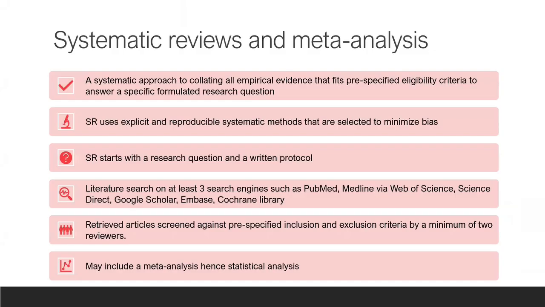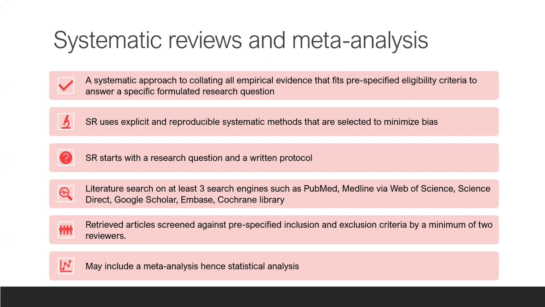So systematic reviews are generally a systematic approach. There is a pre-specified question, there are pre-specified eligibility criteria, and you want to reach a certain outcome or formulated research question. The uses of this are they're more explicit and reproducible because of the systematic methodology that we follow to reduce bias. It usually starts with a research question, and you need to have a written protocol for this.